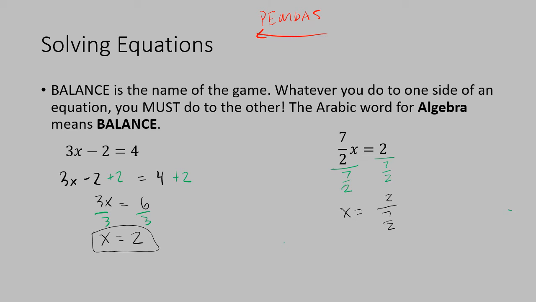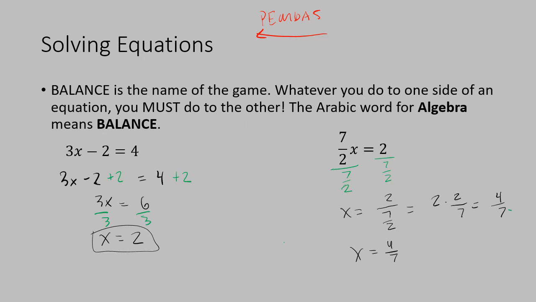Then you have to know how to deal with this. It's the same thing as 2 times 2 sevenths, which is equal to 4 sevenths. So 4 sevenths is what x equals here. So let me write that. x is equal to 4 sevenths.